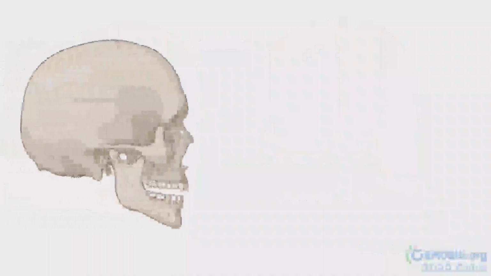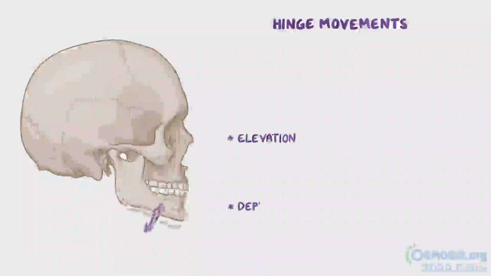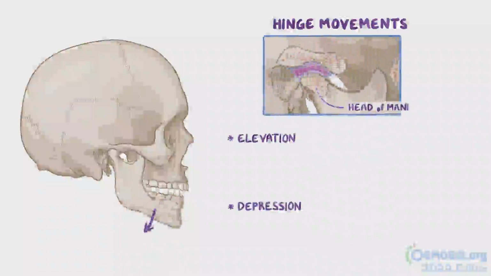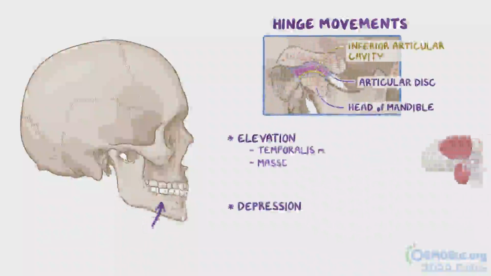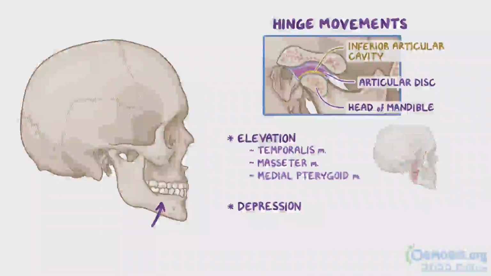Now let's take a comprehensive look at how these muscles work together to produce various movements that occur at the TMJ. Hinge movements, which include elevation and depression, occur between the head of the mandible and the articular disc in the inferior articular cavity. Elevation involves the temporalis, the masseter, and the medial pterygoid muscle. The main force acting during depression is gravity, but it also involves the lateral pterygoid muscle.